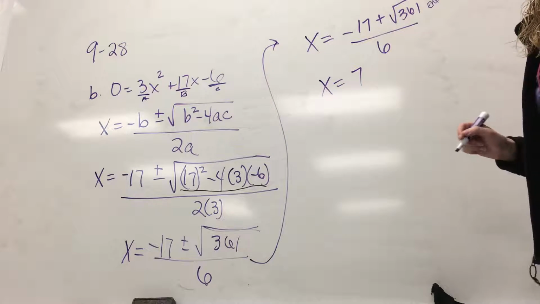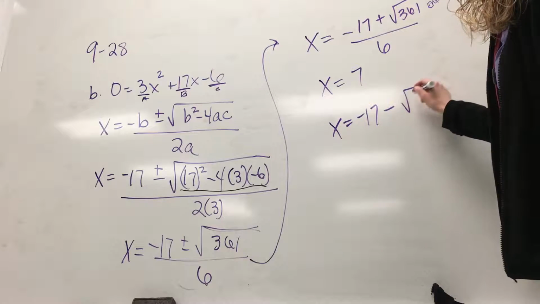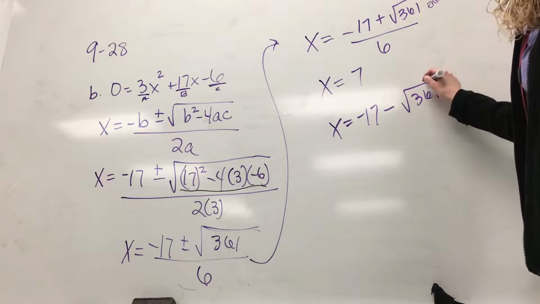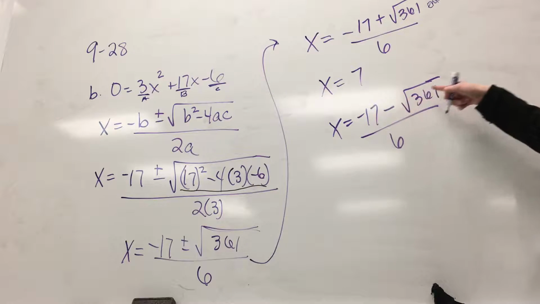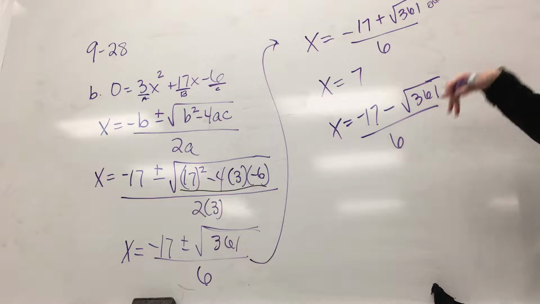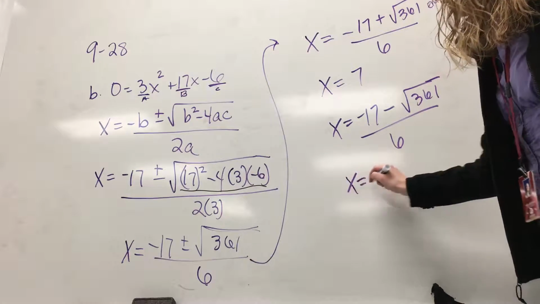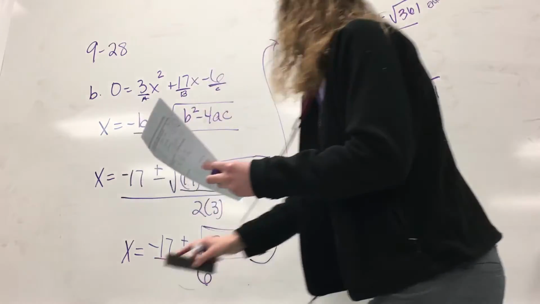Okay? And now I have to do it with the minus sign. Negative 17 minus the square root of 361. Okay? And then divide that by 6. All right, so type this top half in first, hit enter or hit equals, and then take that answer and divide it by 6. So then your other possible answer is, oops, sorry, I actually didn't even know what the answer was.